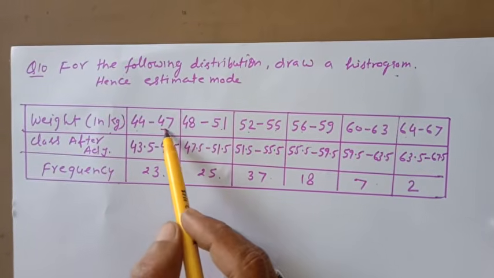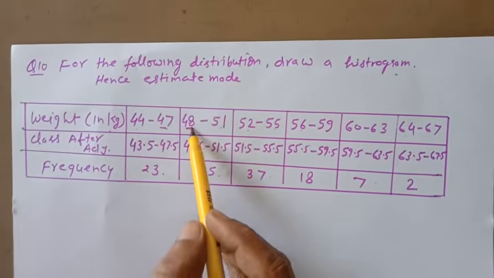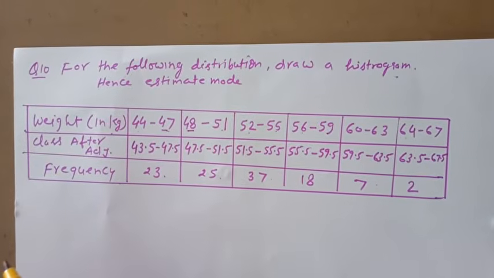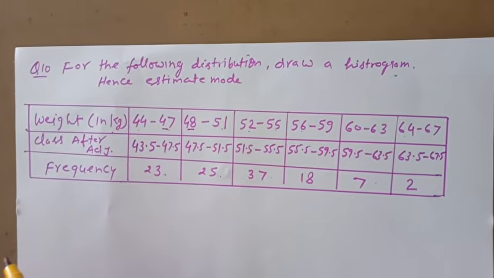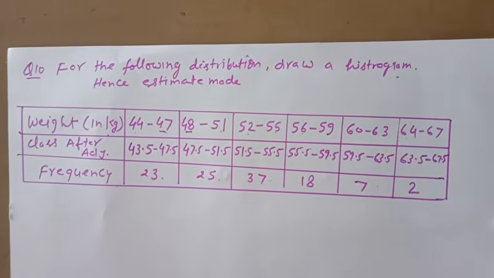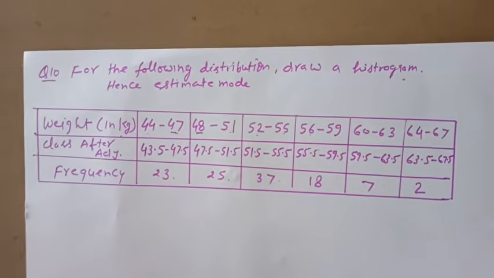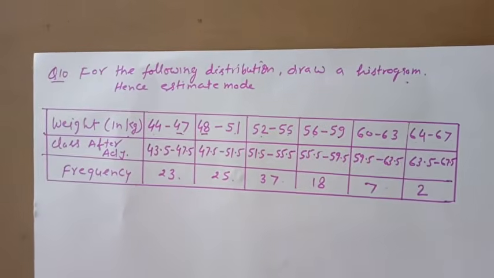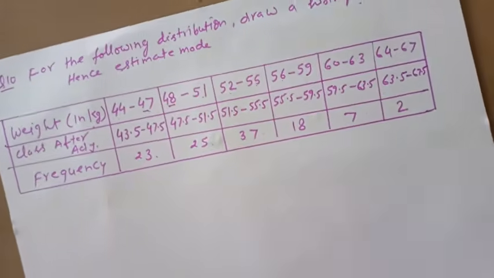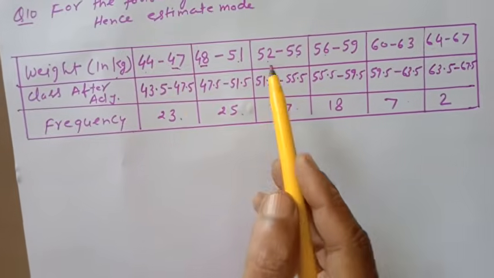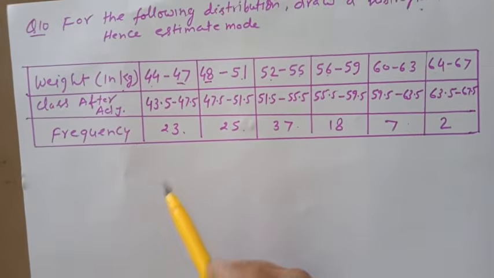Here the upper limit is not equal to the lower limit of the next class. It means this is the inclusive form of the distribution. So first of all we have to change it into exclusive form. How do we change it into exclusive form? This is taught in class 9th. First of all we find the adjustment factor.